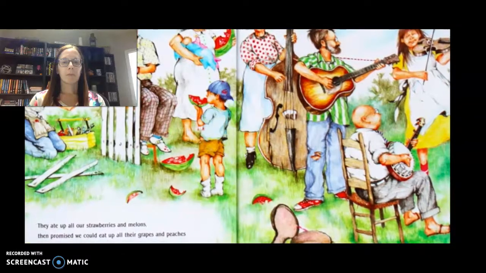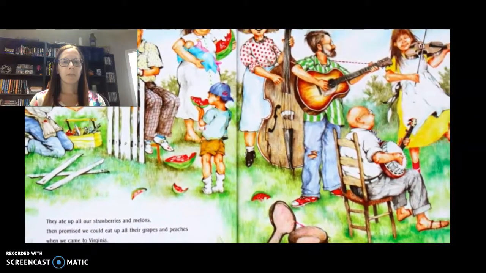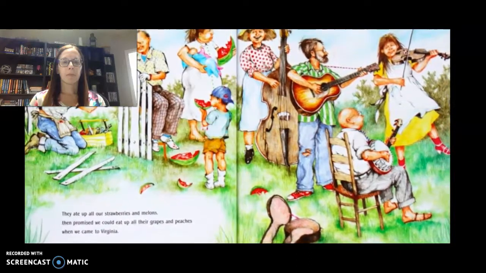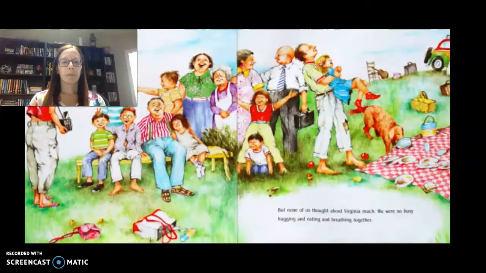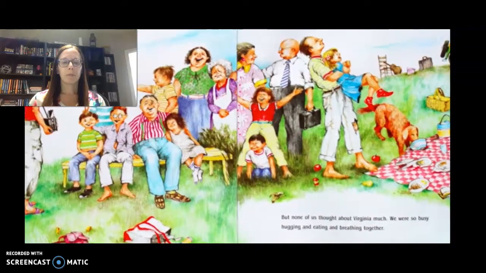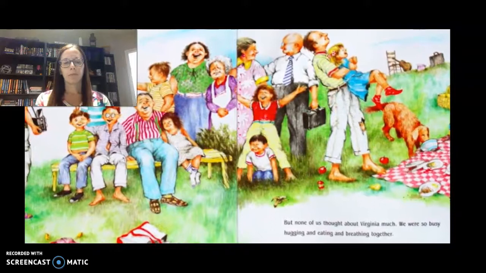They ate up all our strawberries and melons, then promised we could eat up all their grapes and peaches when we came to Virginia. But none of us thought about Virginia much. We were so busy hugging and eating and breathing together.